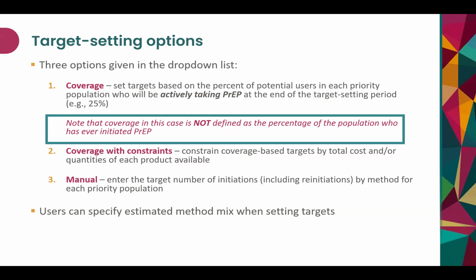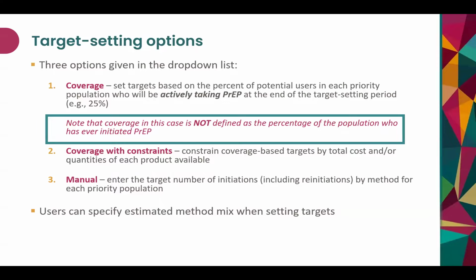So accounting for all the scale up of the program. This is not the percentage of the population who has ever initiated PrEP, because as we know, people start PrEP, they may stop for a while, they may restart, et cetera. So this is trying to take all that into account and think about what percent are actively taking PrEP at a particular point in time at the end of that target setting period.